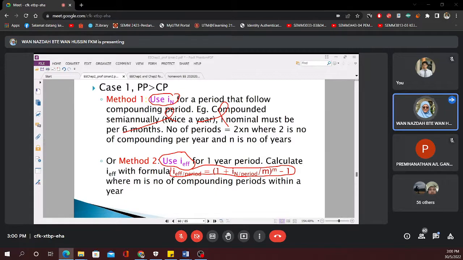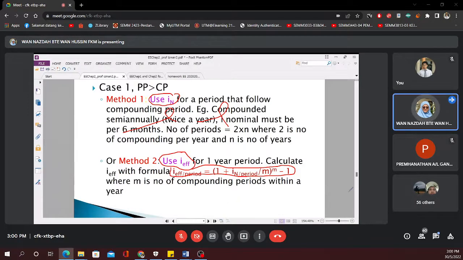Mana semua orang pergi? Ada tak ada ni? Ada doktor. Ada doktor. Tengah fokus. Jawab pun slow je. Okey ya.